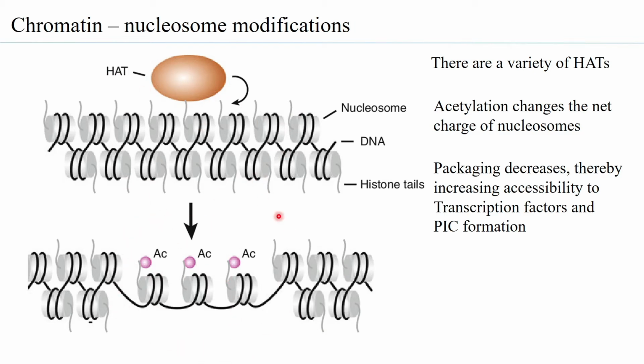So, with the packaging decreasing, the accessibility to the transcription machinery is definitely going to increase. So you can have more pre-initiation complex formation, or pre-initiation complex assembly, at regions which are less condensed. And that has been thanks to the HAT. So this we are only taking as an example.